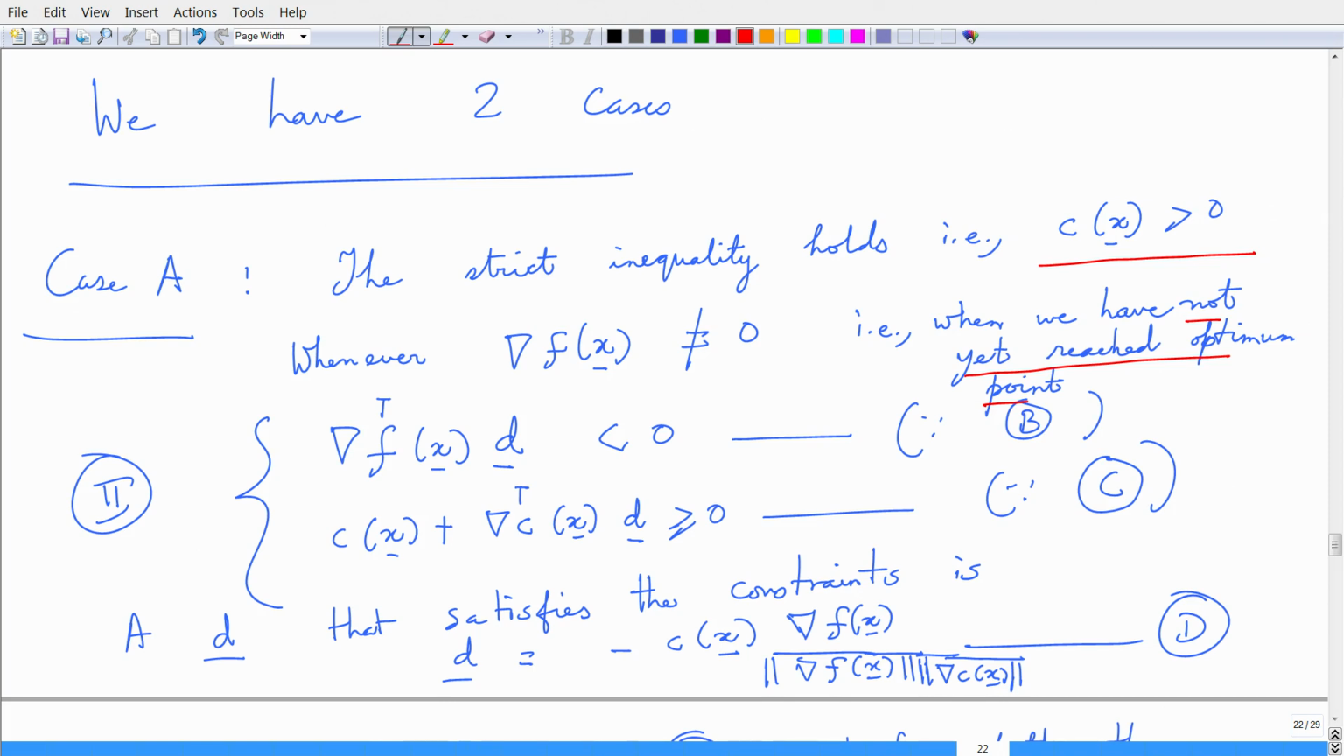But from what we derived just earlier, because C of x plus d is greater than or equal to 0, expanding that out, we have C of x plus del C transposed d is greater than or equal to 0. But you have to bear in mind, in the equality constraint C of x was 0, therefore, I could strictly infer an equality there, that is del C dot d was strictly 0 for me. In this case it is not.